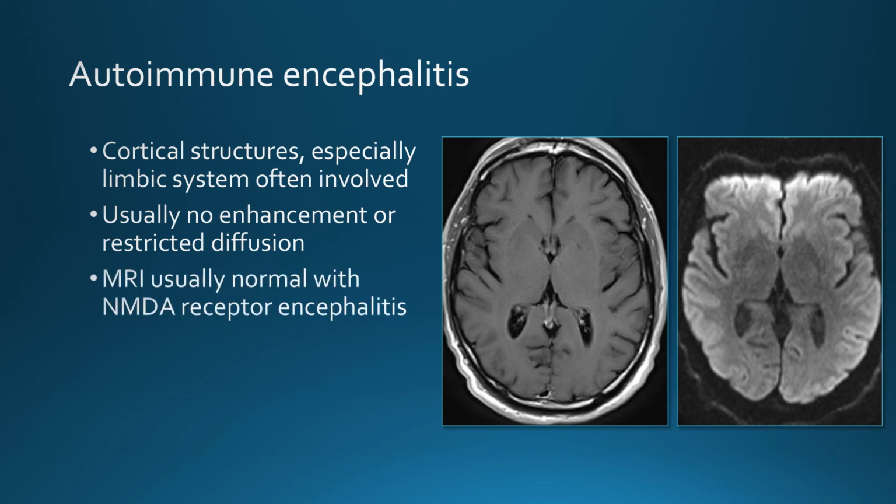Interestingly, patients with NMDA receptor encephalitis, which is often associated with ovarian teratomas, the majority of patients with that will have normal brain MRIs, even though they will have altered mental status and can have severe neurologic symptoms. Some of them you'll see a more typical limbic encephalitis pattern, but I think the majority of them will have a normal brain MRI.